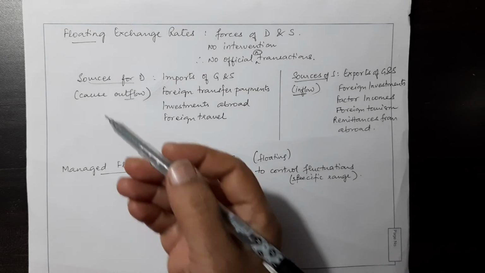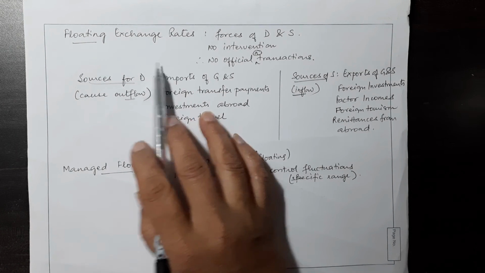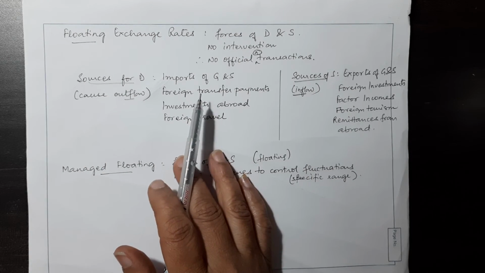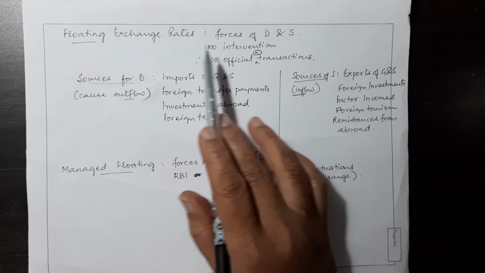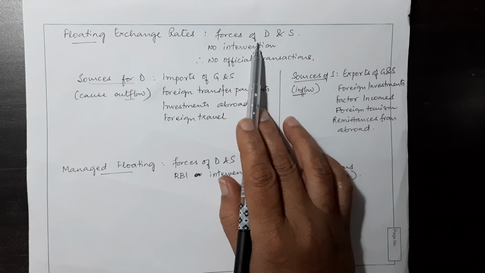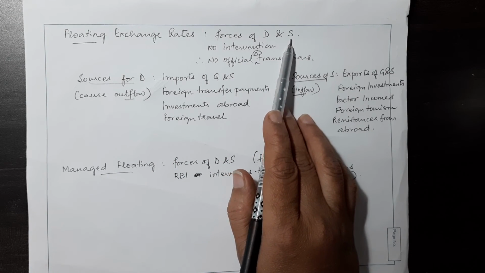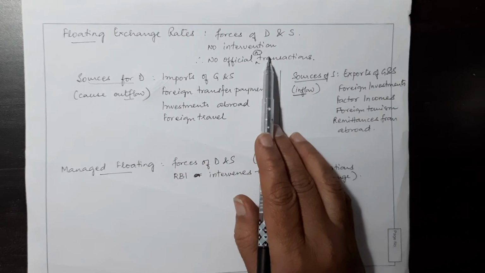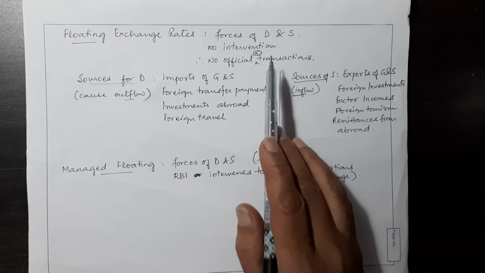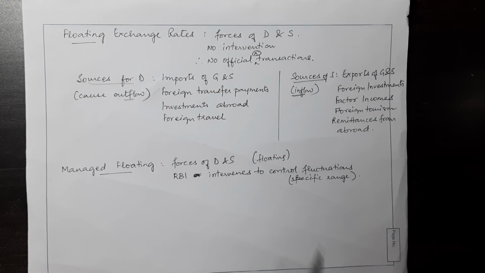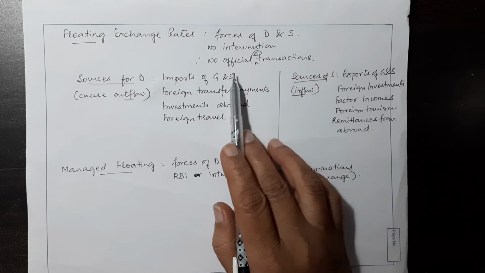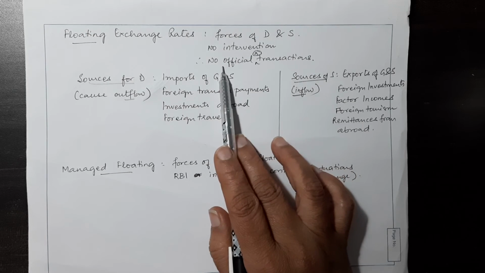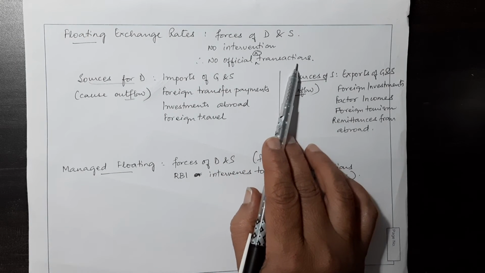Now let's revise floating exchange rates. Floating, as the name tells, is not a fixed rate, it keeps on changing. These exchange rates are determined by the forces of demand and supply of the foreign currency or foreign exchange. Here there is no intervention of the central bank. Therefore, there are no official reserve transactions. Since there is no intervention of the RBI, there are no official reserve transactions.